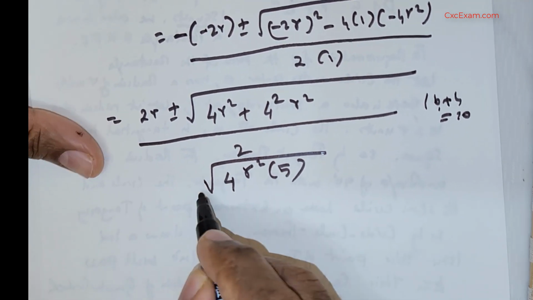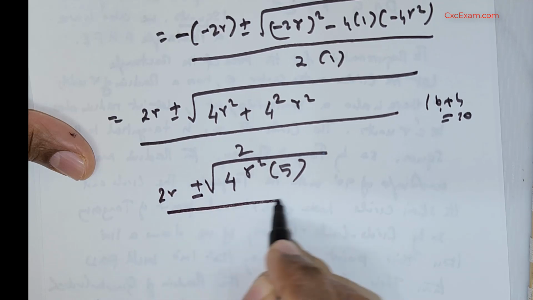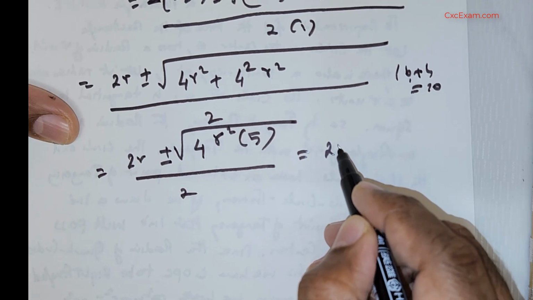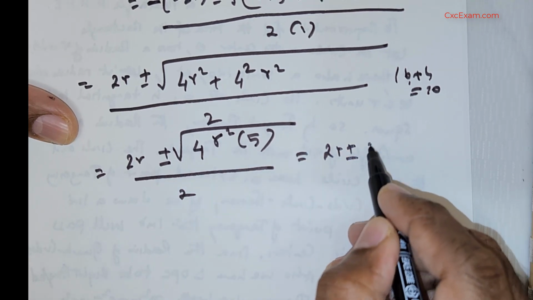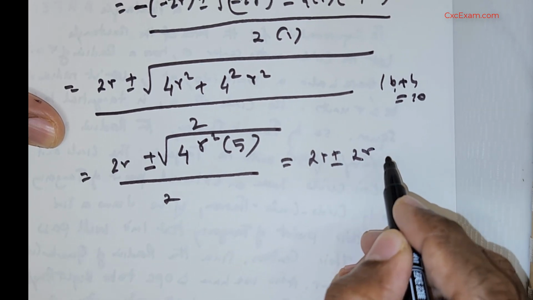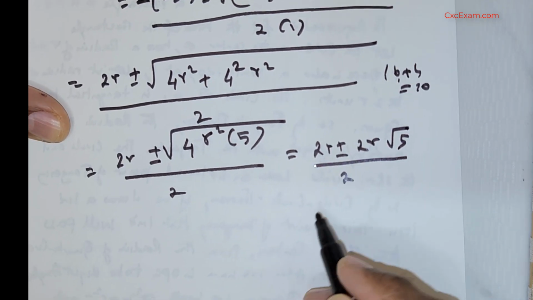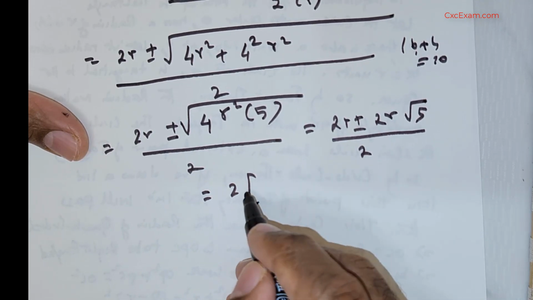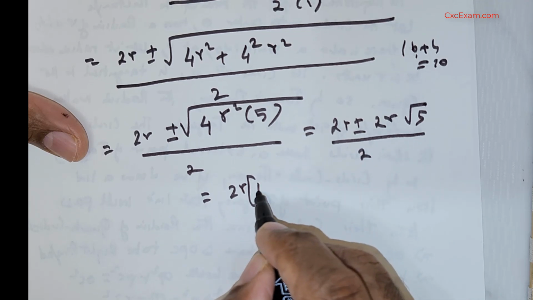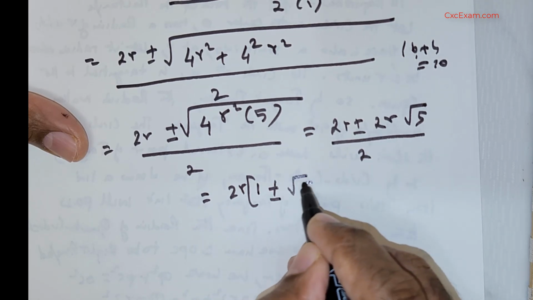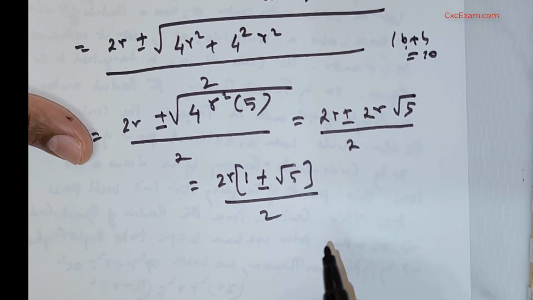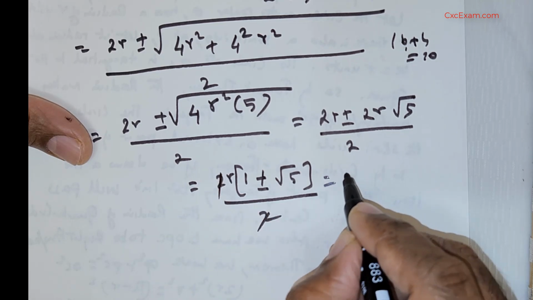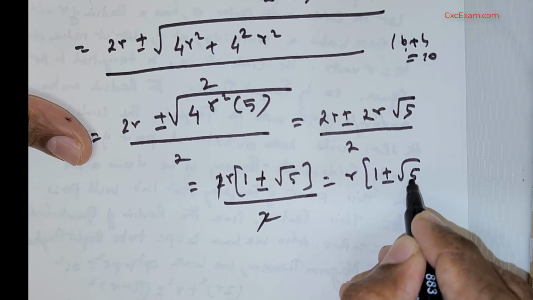So I have a square root like that. So plus or minus 2 times r divided by 2. So this could be rewritten as 2 times r plus or minus, I take the 4 out, I get 2, I take the r squared out, I get r. This is root of 5 divided by 2. So if I take 2 out and r out, this gives me 1 plus or minus root of 5 divided by 2. Fair enough, right? So 2 and 2 get cancelled, giving me r of 1 plus or minus root of 5.